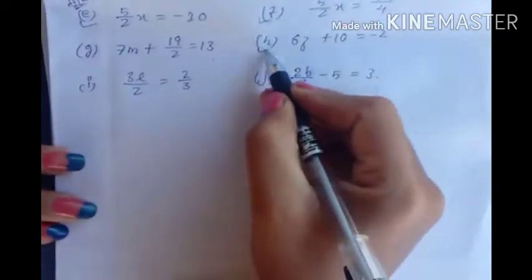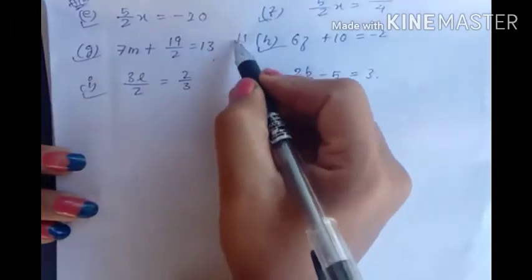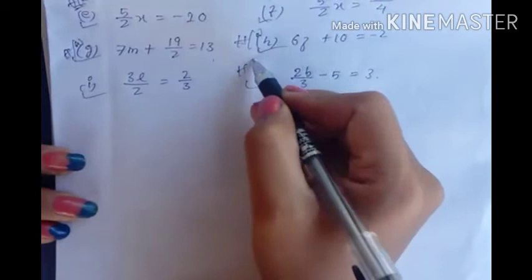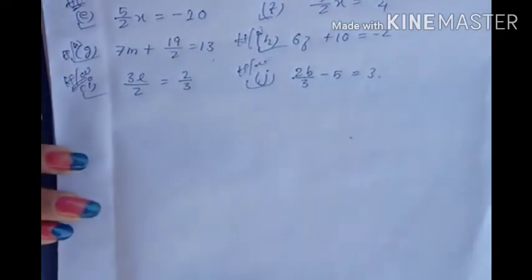So question number H is very easy. G, H, I, J, this remaining question is homework. Okay, this will be your homework. So please try to solve by yourself. If you face any problem or difficulties, you can comment in my video. In the comment box, you can drop it there.